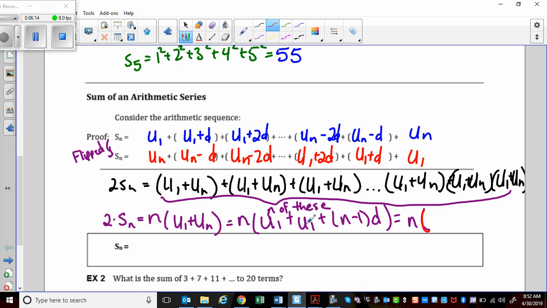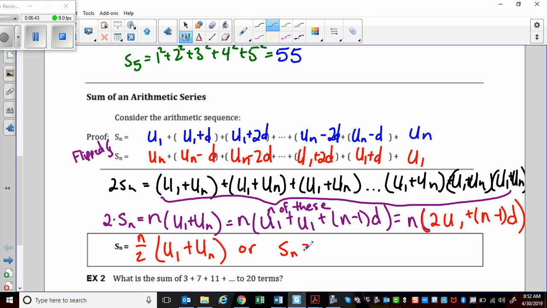So I see this is 2u sub 1 plus n minus 1 times d. And that kind of gets us to our formula. If we divide by this 2 on the right-hand side on both sides, then we get s sub n equals n over 2, parentheses, u sub 1 plus u sub n.